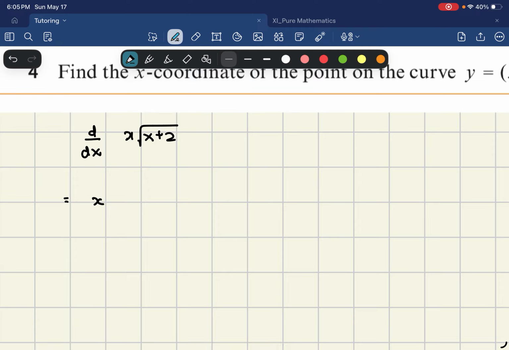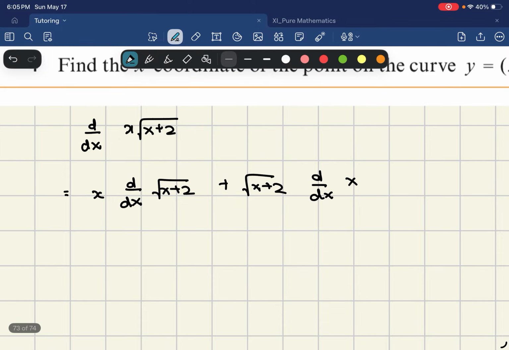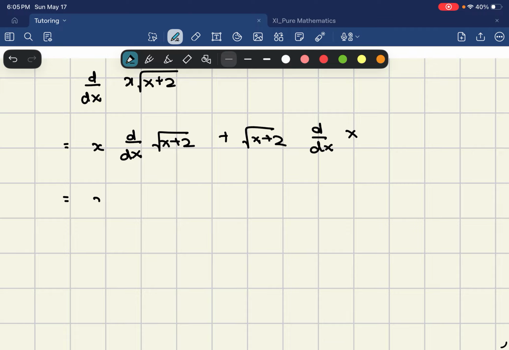So I keep my x. I will differentiate square root of x plus 2. I will keep square root of x plus 2. And I will differentiate x.